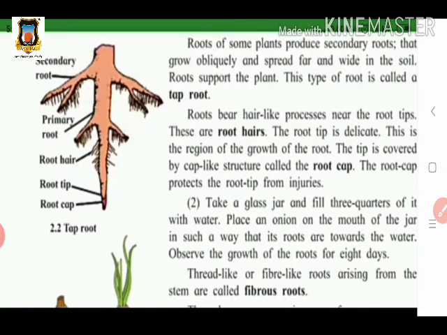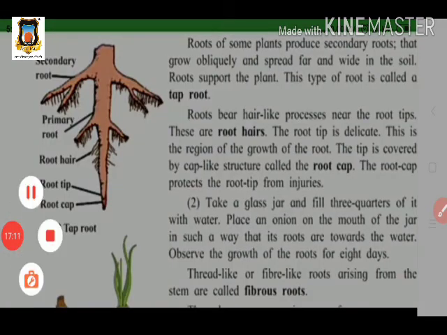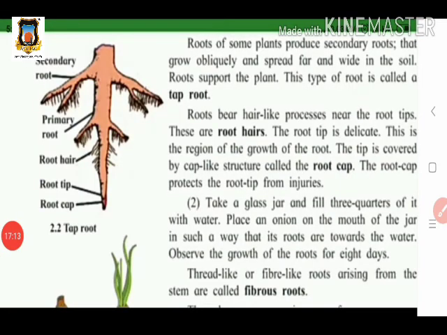So it contains a root cap. This tip is covered by a cap-like structure. It's called root cap. The root cap protects the root tip from injuries. So here we see this type of taproot. Okay.